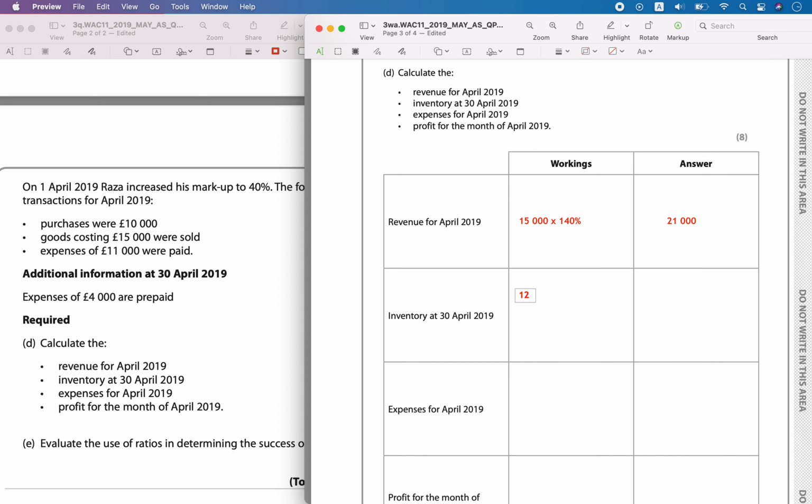So we have the previous month's inventory, 12,000, plus purchases of 10,000 that were made. And how much worth of goods were sold? It was 15,000. So what is the remaining inventory? The remaining inventory is going to be around 7,000.